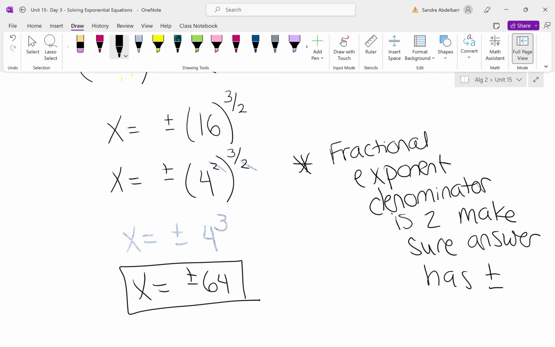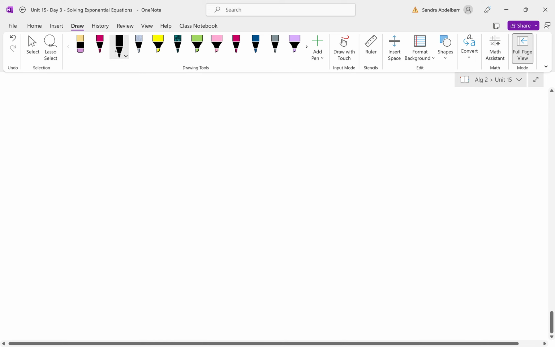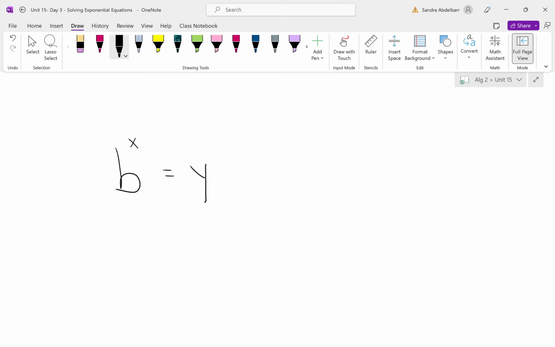Why is it you can't have a negative as the base? Okay, so I had just explained when you have b to the x equals y, when your unknown is the exponent, you can never have the base be negative. Because if the unknown is the exponent, that means we can now get into square roots, where if I have a negative base, that will then give me an imaginary number. We could get into fractional exponents.